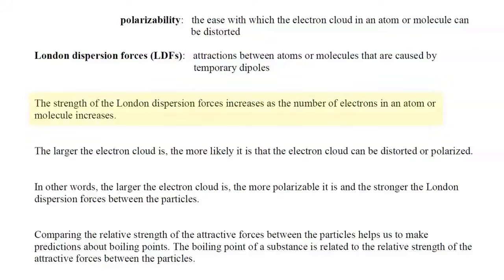The strength of the London dispersion forces increases as the number of electrons in an atom or molecule increases. The larger the electron cloud is, the more likely it is that the electron cloud can be distorted or polarized. In other words, the larger the electron cloud is, the more polarizable it is, and the stronger the London dispersion forces between the particles. Comparing the relative strength of the attractive forces between the particles helps us to make predictions about boiling points. The boiling point of a substance is related to the relative strength of the attractive forces between the particles.